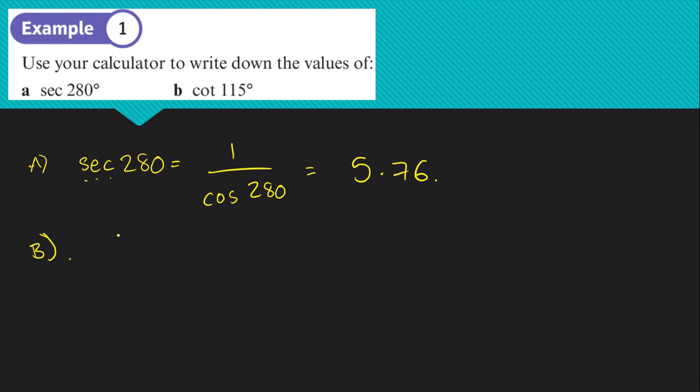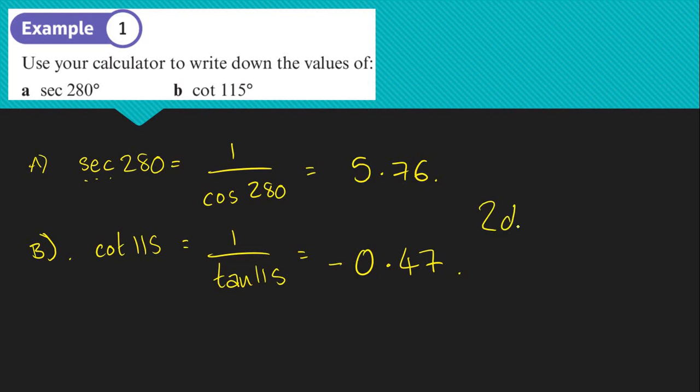Question B, we've got cot of 115. We should all know, I always just remembered it was because it was the T, but you're going to get 1 over tan of 115. Again, just tap that into your calculator, 1 divided by tan of 115. If you're not getting the same values as me, it's probably because your calculator is in radians. You need to sort yourself out. Negative 0.47 to 2 decimal places, 2 dp each.